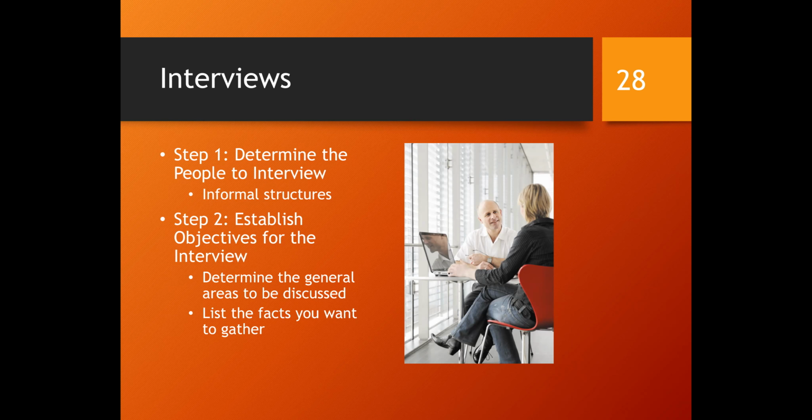After that, step number two: when you know who to interview already, you have to establish objectives for the interview. In this step, you have to determine the general areas to be discussed, and a list of the facts that you would like to gather from that interviewee.